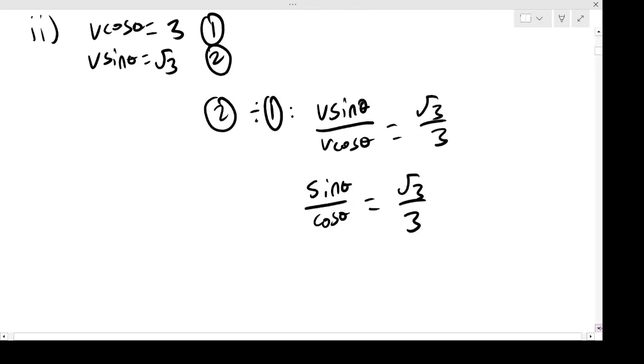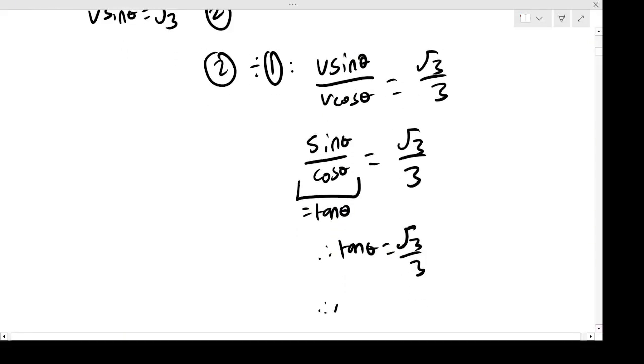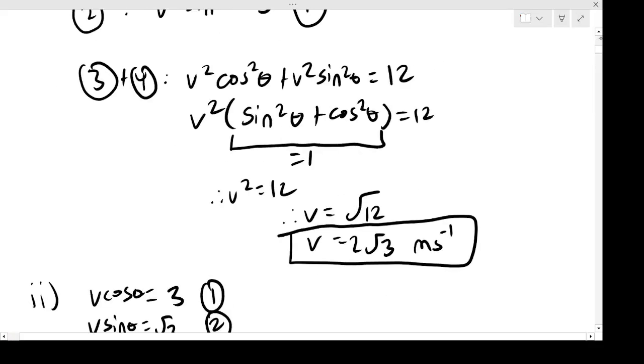Well, actually, what does this simplify to? Again, another trig identity, sine over cos is always tan. So therefore, tan theta is root 3 over 3. And now it's a lot easier to solve with just theta, okay? So therefore, theta, if I just do inverse tan of root 3 over 3, I get the angle 30 degrees, okay? And there we are. So that's my angle there, okay?